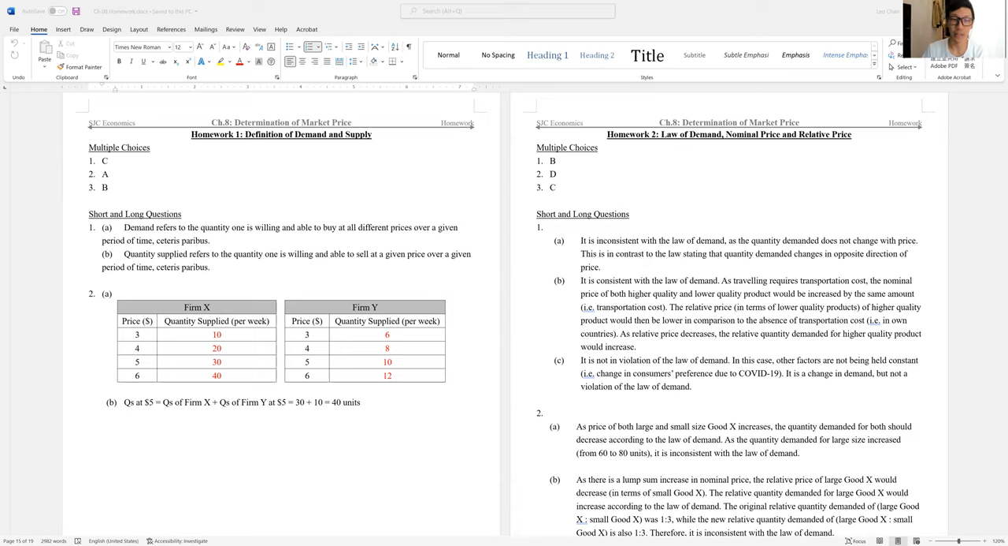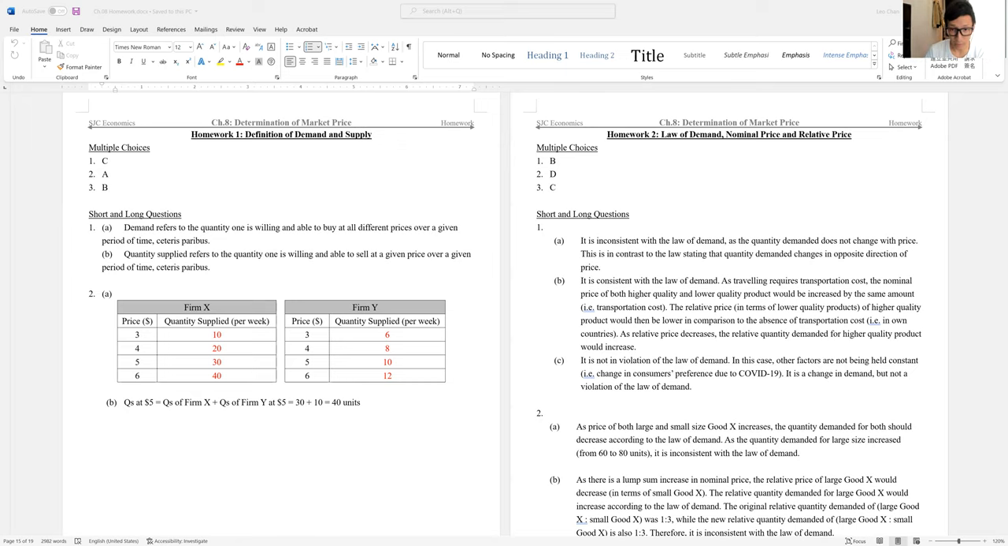Now finally, look at number 3: moving from point X to point Y. You will see this is actually a movement along the demand curve. The movement is just a price decrease leading to a QD increase. It is only due to a change in price, not other factors.